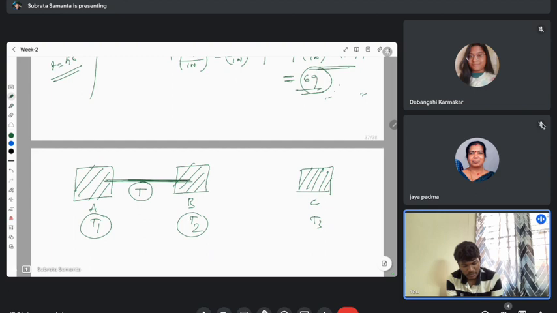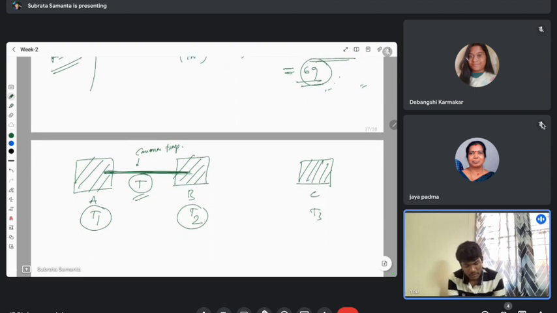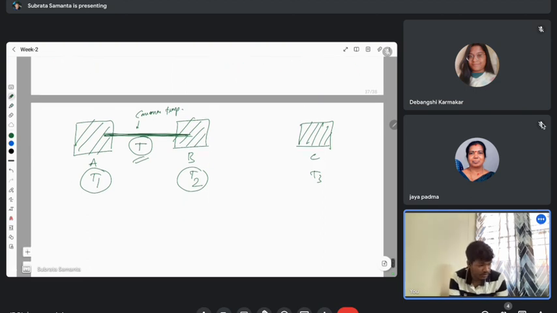So when you connect the systems, after some time they reach the steady state, and the whole system is in thermal equilibrium, which means they share the common temperature T. So this T is the common temperature. This is what thermal equilibrium means. Now we say that A and B are in thermal equilibrium, that means after a certain time both temperatures are the same.